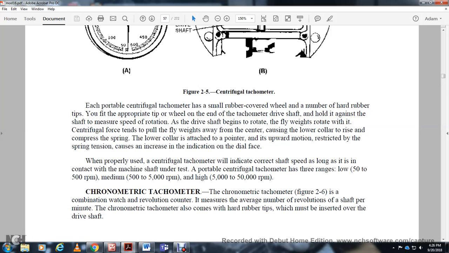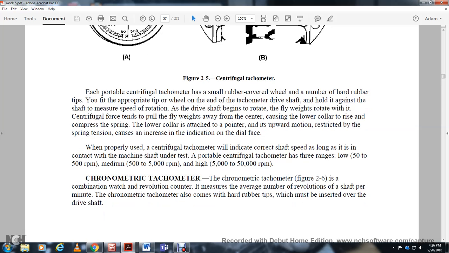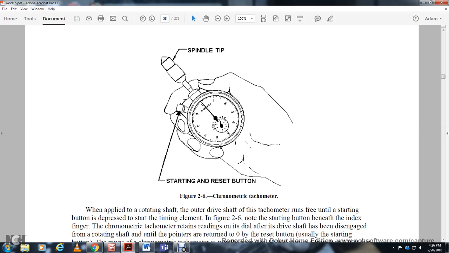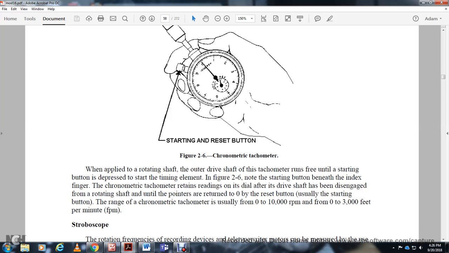The chronometric tachometer, figure 2.6, is a combination of a watch and a revolution counter for measuring the revolutions of the shaft over a minute. The chronometric tachometer also comes with a hard rubber tip that is inserted over the drive shaft. To use it, start with the tachometer reset. Apply the tip of the tachometer to the rotating shaft and push the starting button, which starts the time element, as noted in figure 2.6. With the button pressed beneath the end of your finger, the tachometer retains the reading of the dial after it has been disengaged from the rotating shaft. To return to zero, reset it, and then start again with the button. The range for the chronometric tachometer is usually 0 to 10,000 RPMs or 0 to 3,000 feet per minute.